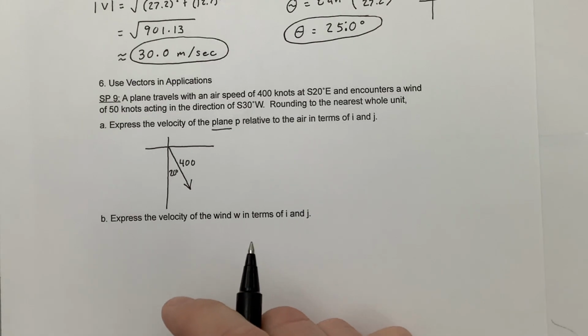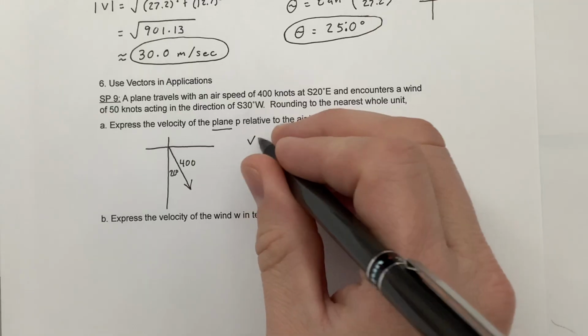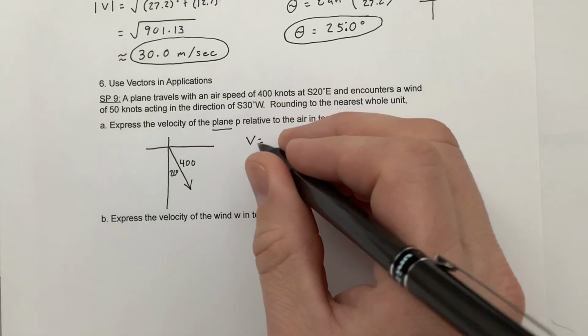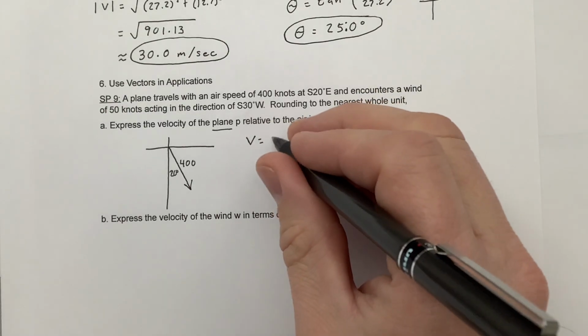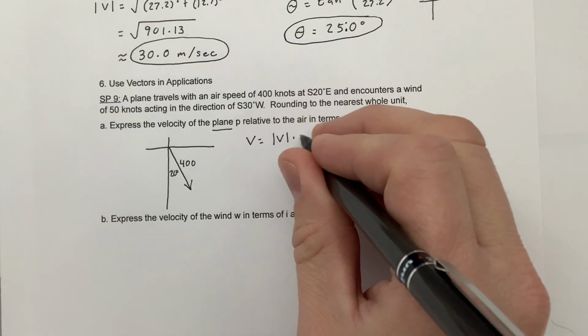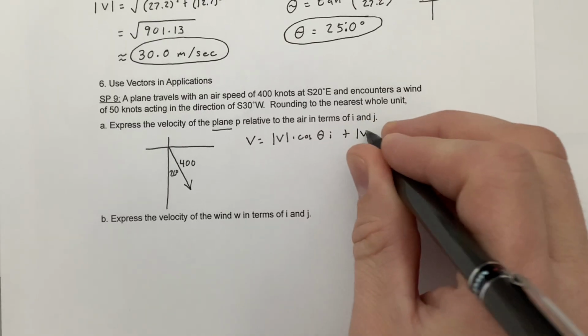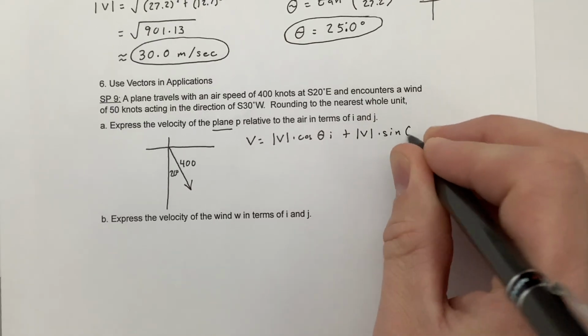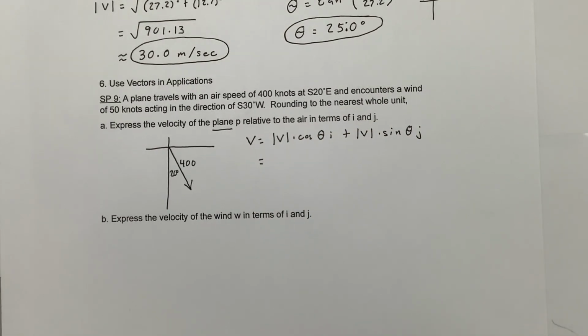Once again, we're going to go back to that formula that we had on the previous page. Our vector is going to be equal to, and again, they can call it the force vector or velocity vector, magnitude of v times cosine of theta i plus the magnitude of v times sine of theta j. What's our magnitude of v here? 400.